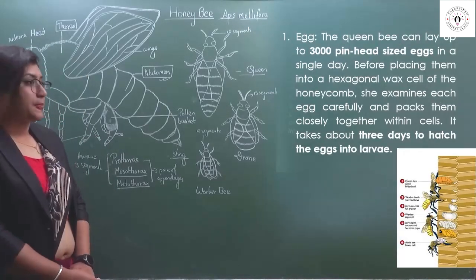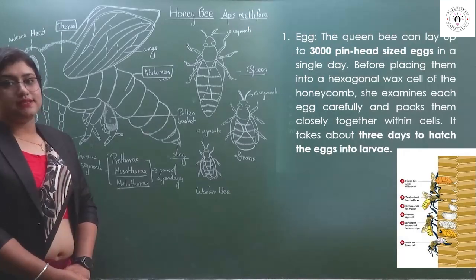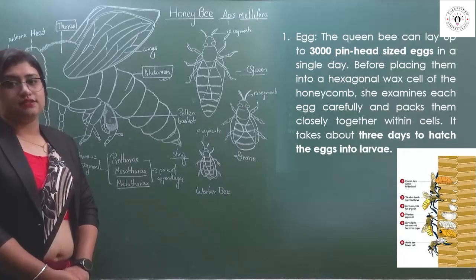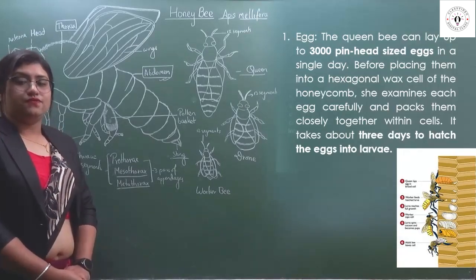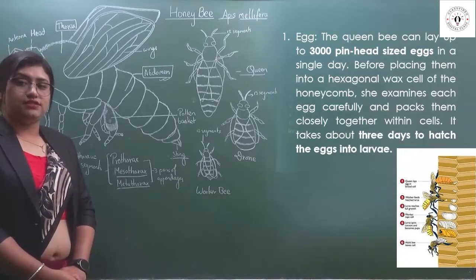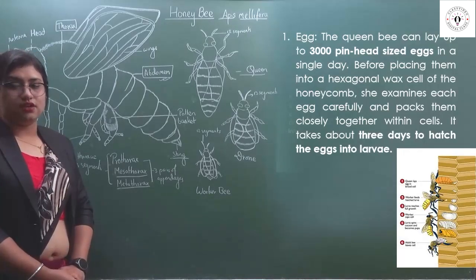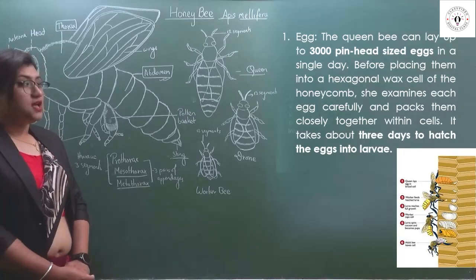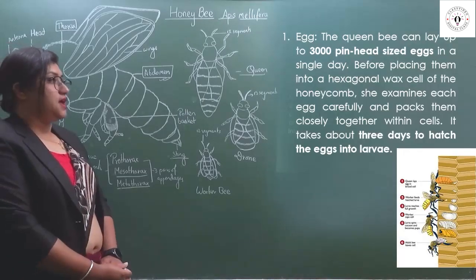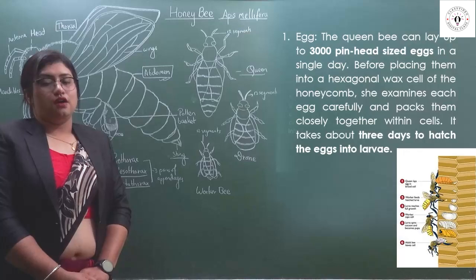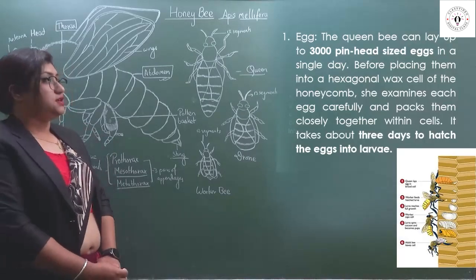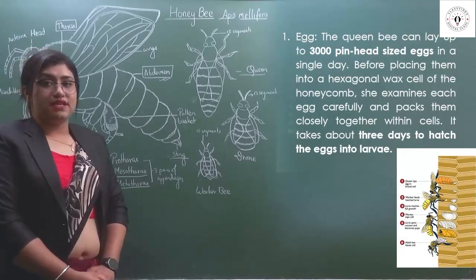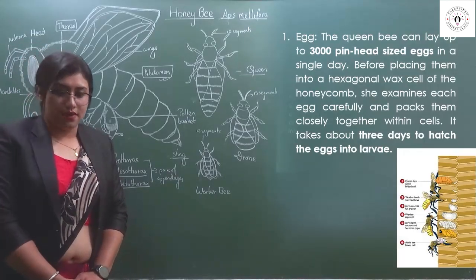Let's go through the eggs. The queen bee lays about 3,000 pin-sized small eggs, a single egg in a single compartment. Before laying eggs, she first checks all those hexagonal sections or the birth cells one by one and later lays the eggs. The eggs are actually very small, grain-like in their appearance. It takes about 3 days to hatch the egg into the larva.